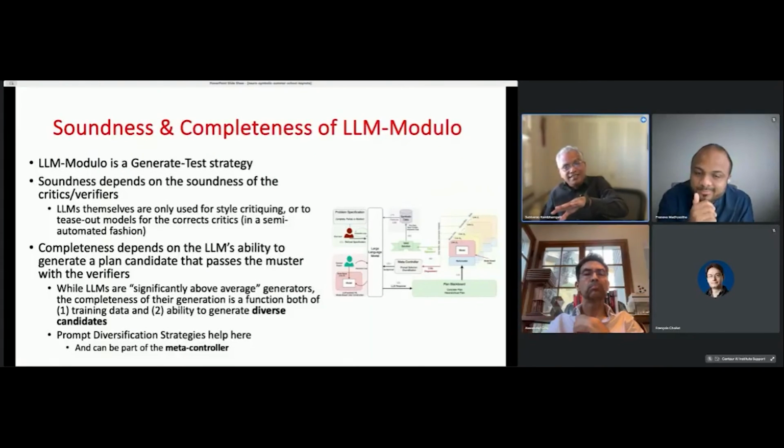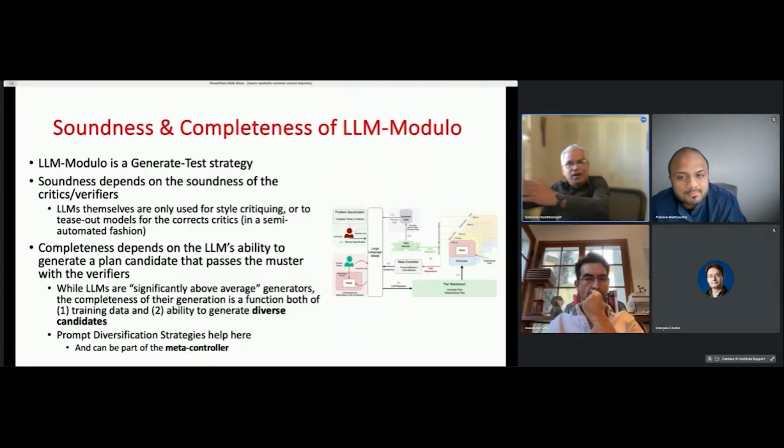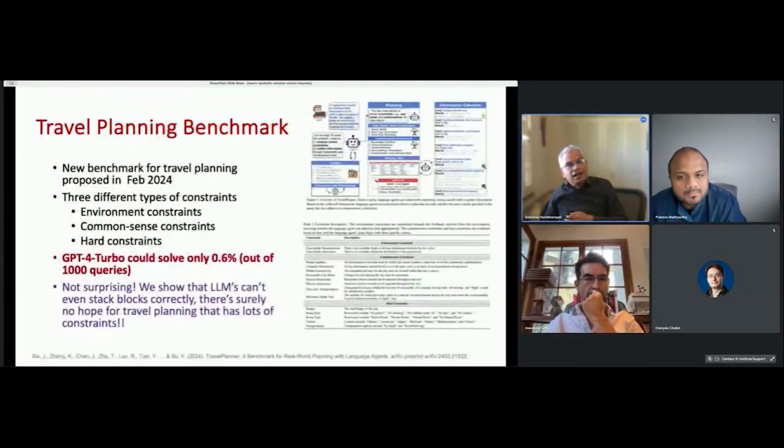Soundness depends on the verifier, the correctness verifiers. And the completeness, of course, depends on the LLM's ability to generate candidates. And we talked about how you can actually improve the soundness by using diversifying prompts that push the LLM to generate candidates in different parts of what would be called the search space.